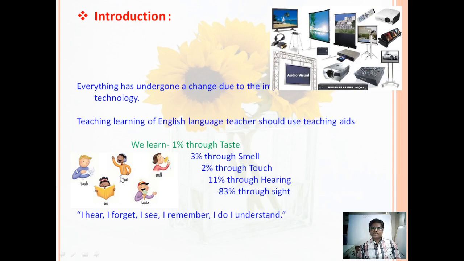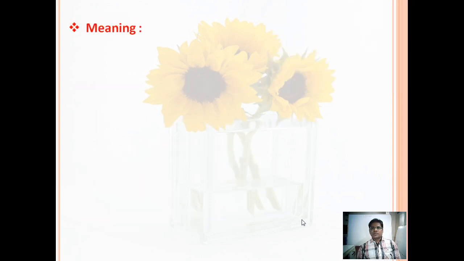In this, there is more chance of learning with the help of our eyes, so that we can gain 83% of knowledge. So: I hear, I forget; I see, I remember; and I do, I understand. Means whenever someone hears, sometimes he will forget it. Whenever he sees, after a long time he will remember it. And whenever someone does any action, definitely he will understand each and everything. So the multi-sensory approach, that is audiovisual aids, is important in learning of language.